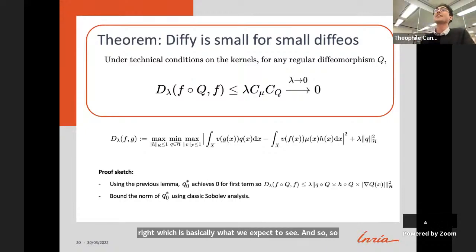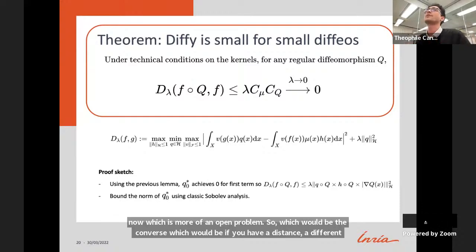So this means that when there's a diffeomorphism, in the limit of small regularization, the distance will be 0. The other direction is something we're working on now, which is more of an open problem. It would be the converse: if d lambda of f and g is 0, can you say g is equal to f circle q? That's an open question.